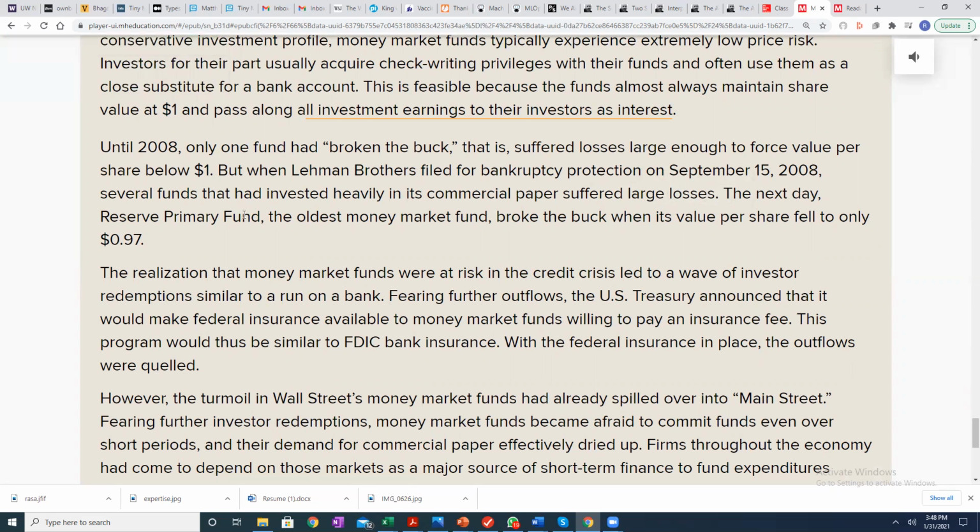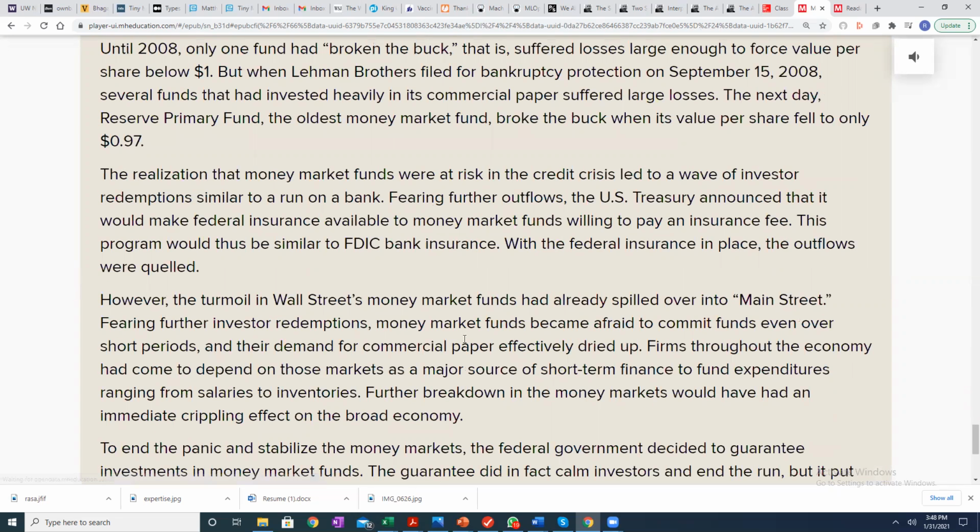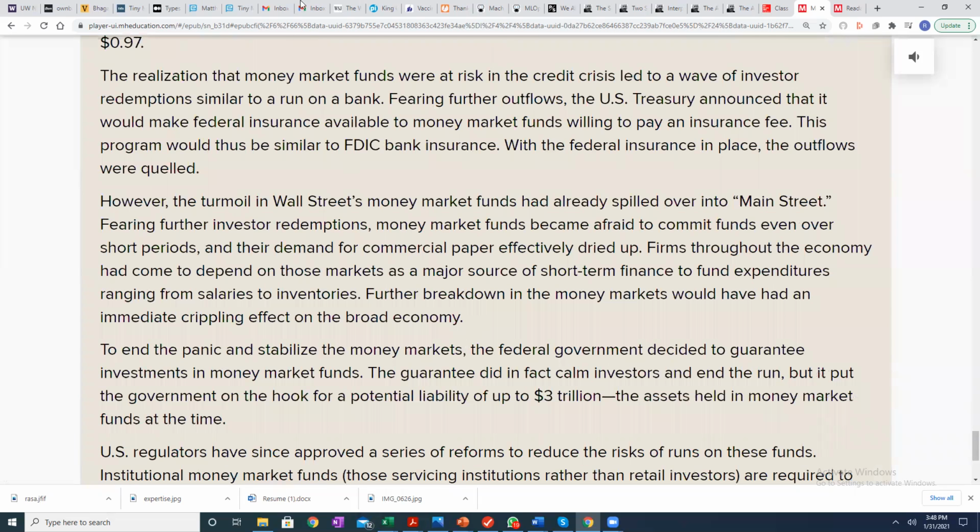Until 2008, only one fund had "broken the buck," suffering losses large enough to force value per share below $1. When Lehman Brothers filed for bankruptcy, several funds that invested in CP suffered large losses. Money market funds were at risk in the credit crisis, which led to a wave of investor redemptions, similar to a run on a bank.